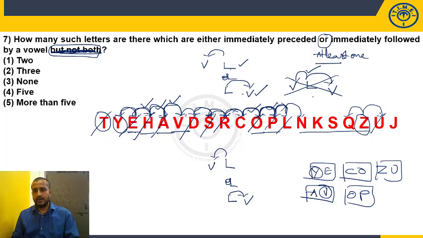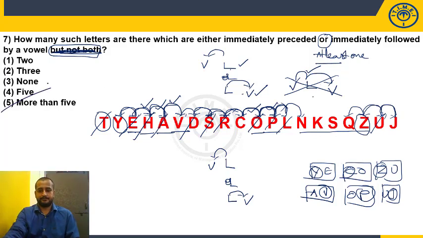Next, U: is it preceded by a vowel? No. Followed by a vowel? No. J: is it preceded by a vowel? Yes. So U, J. So how many letters are there? 1, 2, 3, 4, 5, 6. There are 6 letters which are either preceded by a vowel or followed by a vowel, but not both. So what is my answer? More than 5. So choice 5.